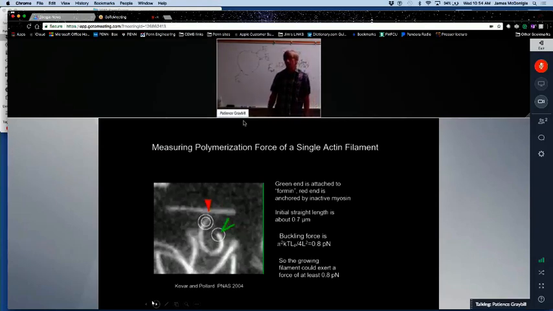But the reason this is useful is that we know what the buckling force of an actin filament is. And it depends on the length. So our formula here has various factors. It's the kT that we have from before. Here's the persistence length. And the L here is the length of the filament. And for the length here, that works out to 0.8 piconewtons. So this tells us that a single growing actin filament was able to generate a force of at least 0.8 piconewtons. And that's actually one of the best numbers we have for this particular kind of polymerization.